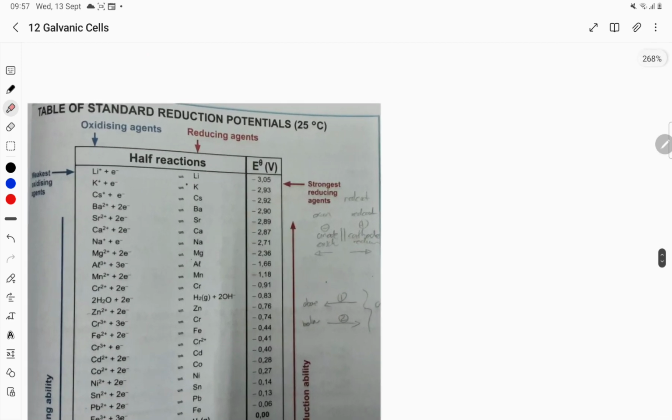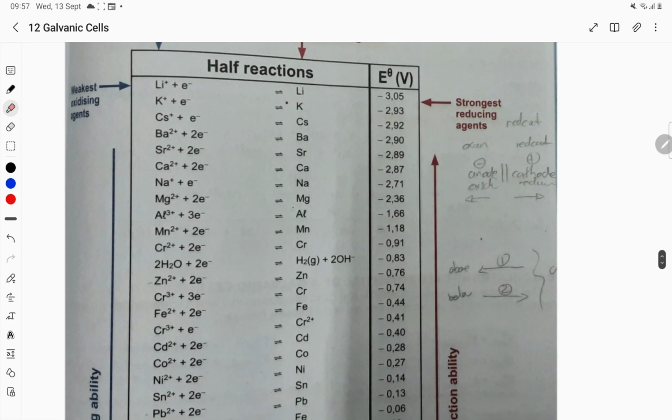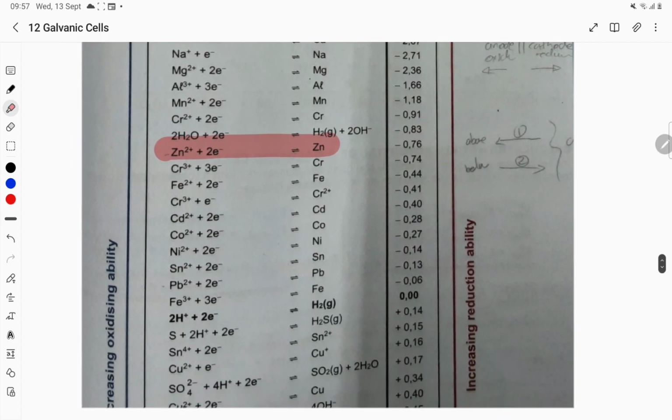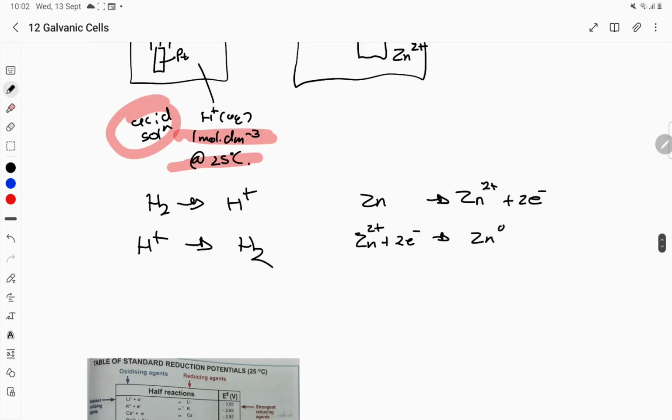So we use this system over here. Let's take a look. Where's our zinc going to Zn2+? There it is. And where's our H2? Our H2 is over here. So we have these two substances. Now, the thing above will always go left, and the thing at the bottom will always go right. So that is how that works.